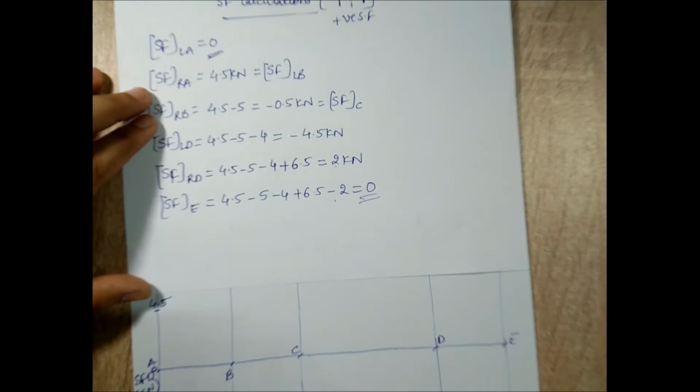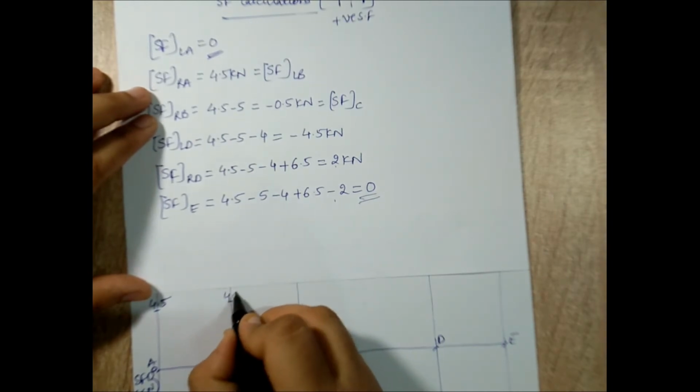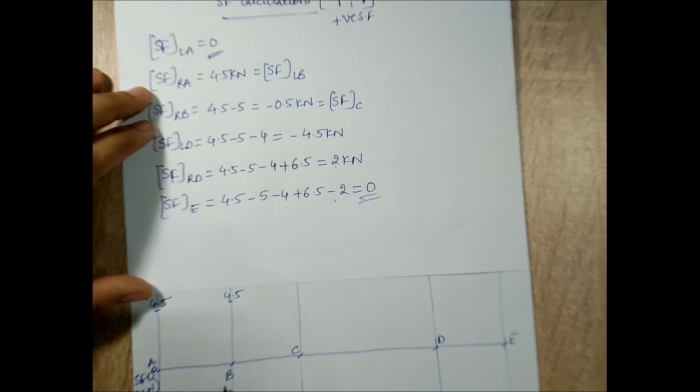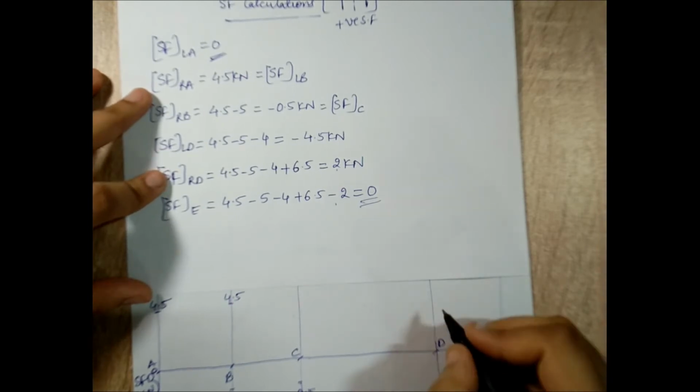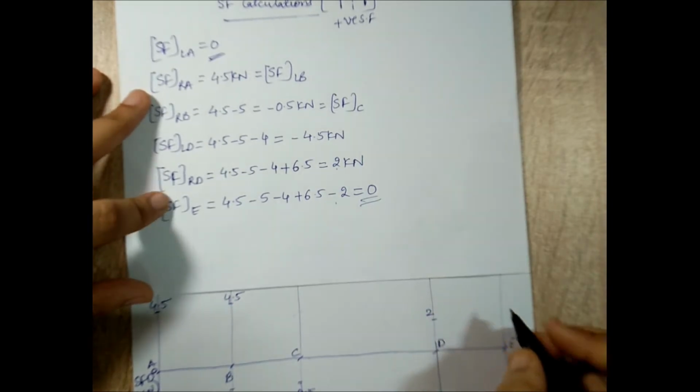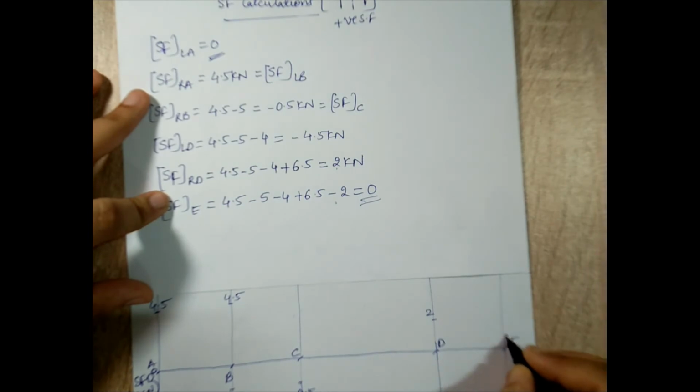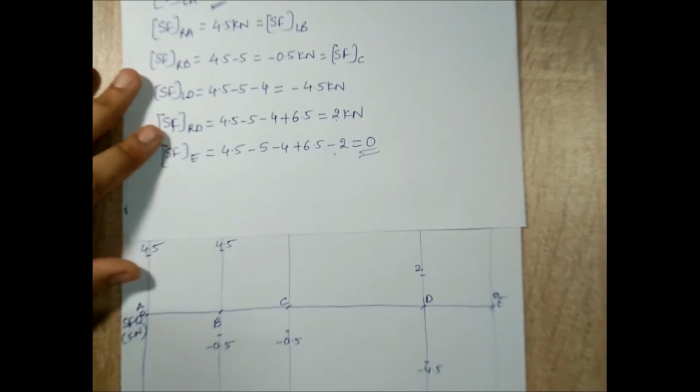I have the same value at left of B, so this is 4.5. Right of B, the value is minus 0.5, which is the same value at C. Left of D has value minus 4.5. Right of D has 2 as a value, and at E I get the value as 0. Now I'll join these points.